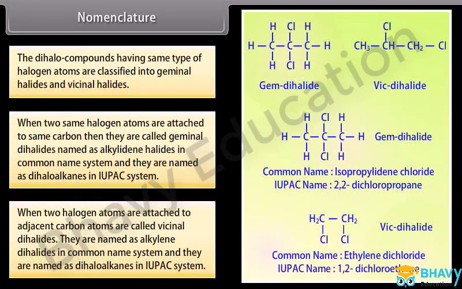When two halogen atoms are attached to adjacent carbon atoms, they are called vicinal dihalides. They are named as alkylene dihalides in common name system, and they are named as dihaloalkanes in IUPAC system.